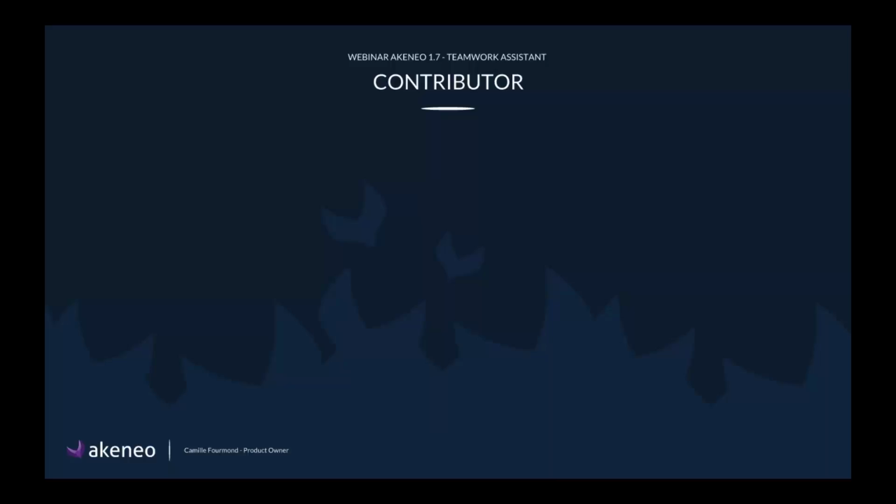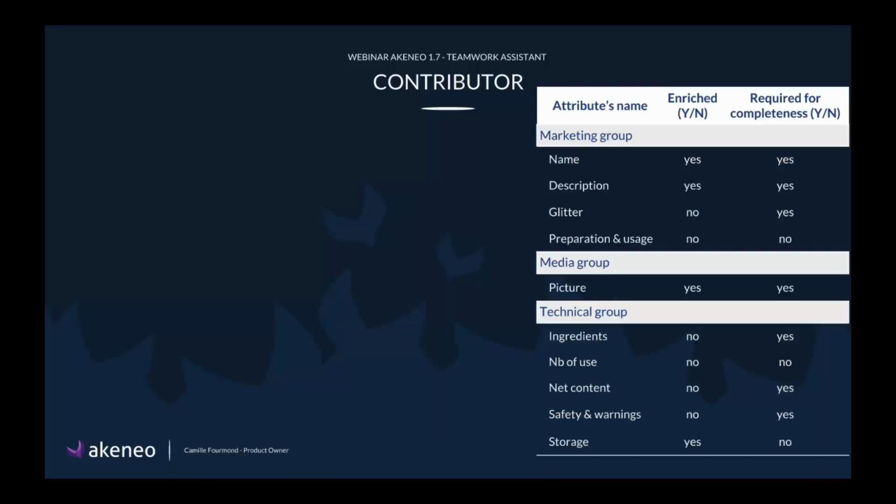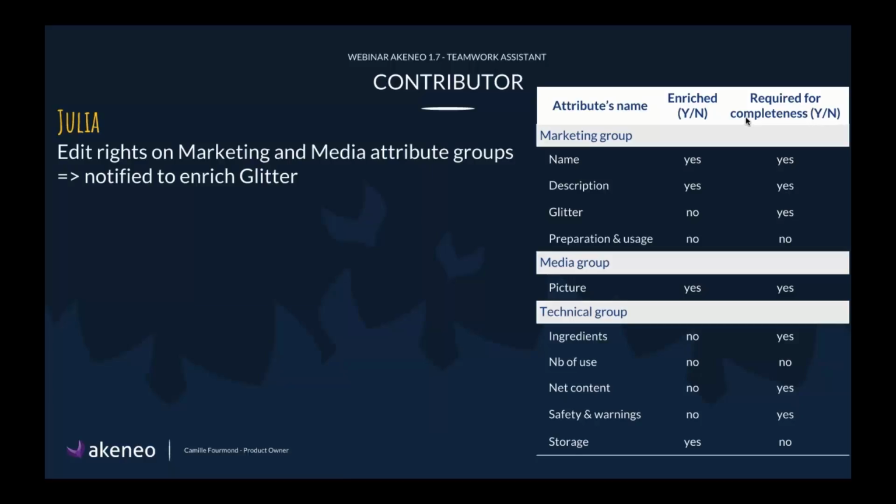meaning he has edit rights on the attribute group, category, and locale. So for example, here I have different attribute groups. You can find here the attribute groups, their names, and we also have a column to know if they are enriched or not, and if they are required or not. So let's start with Julia. You already know her. Julia is a category manager. After 6 happy years at Zodio, she now works for Procter & Gamble. She is responsible for the conditioner product range, and she has edit rights on the marketing and media attribute groups.